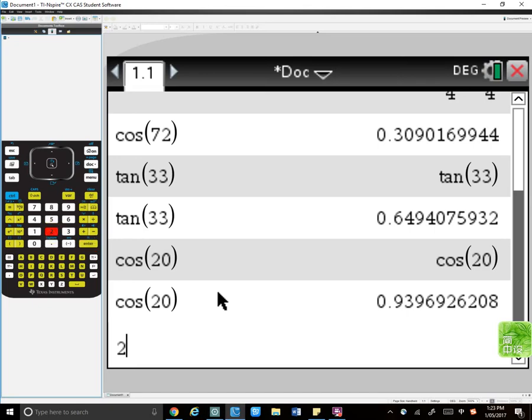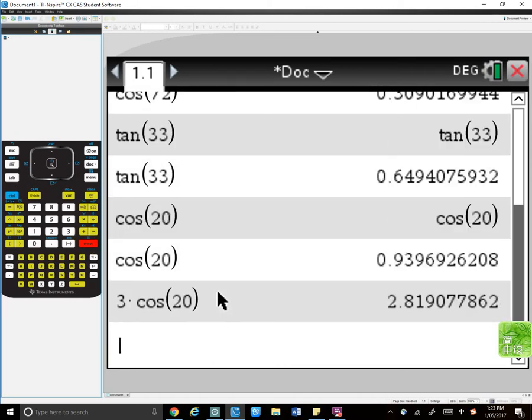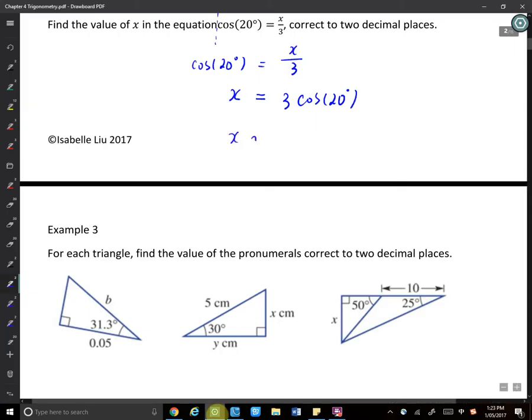So 3 times cosine 20. You have cosine 20 already above, so you don't want to type it again. What you can do is go up, highlight that and press enter to copy it down. Then press Control and Enter, and that gives me 2.82.